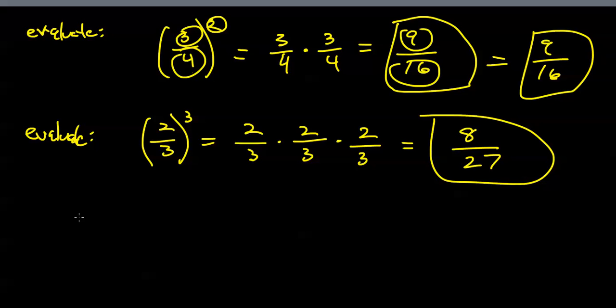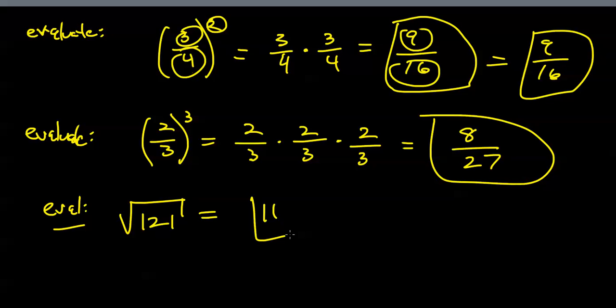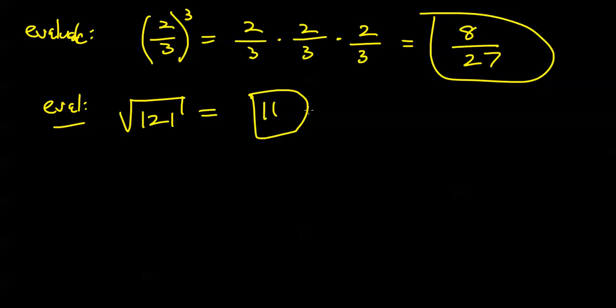Alright, so we've talked about powers of whole numbers and integers and some fractions. How about some roots? Evaluate the square root of 121. Well, I imagine everyone that's been through a Math A course or a Math 9 course knows that the square root of 121 is 11. And the reason is because 11 squared is 121. Let me write that down. Because 11 squared is 121. In other words, 11 is the number I square to get 121.